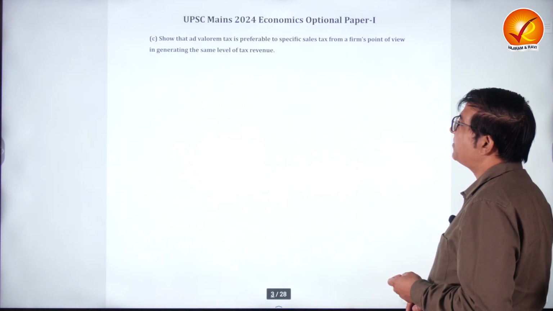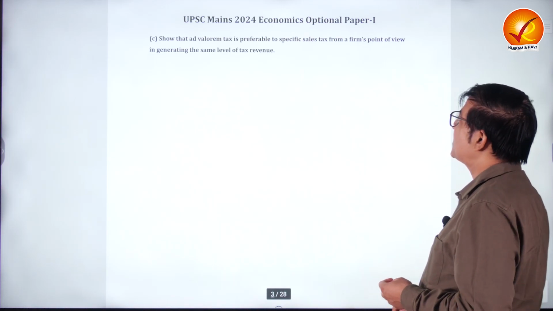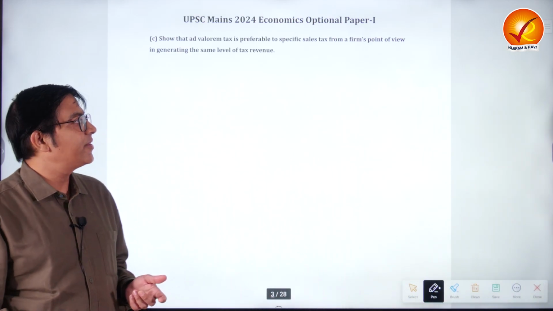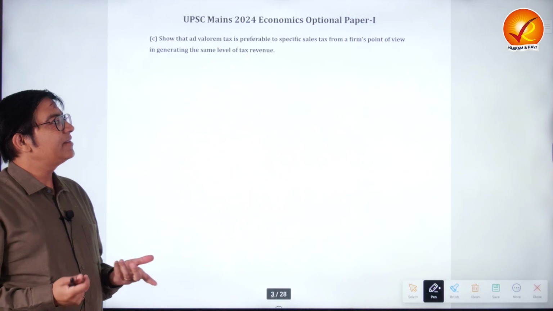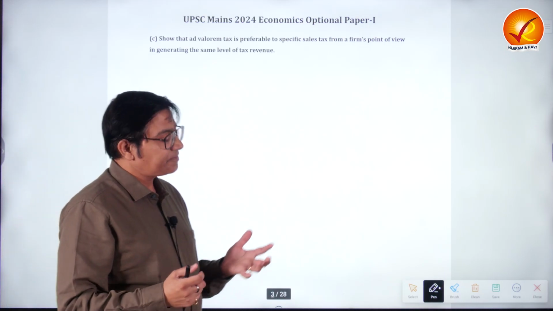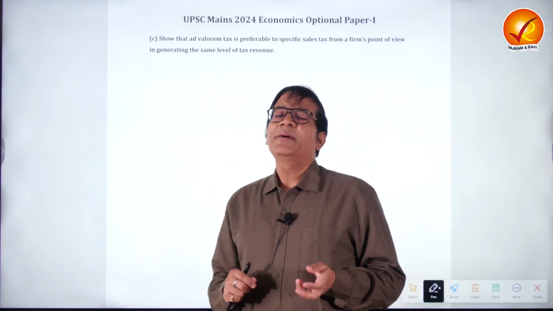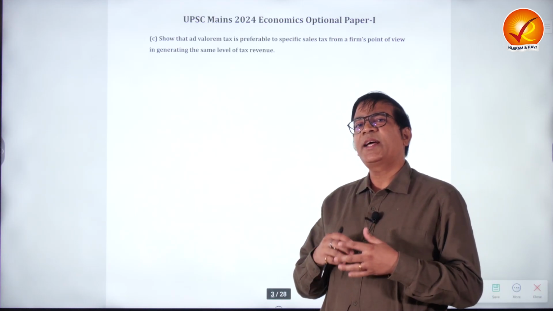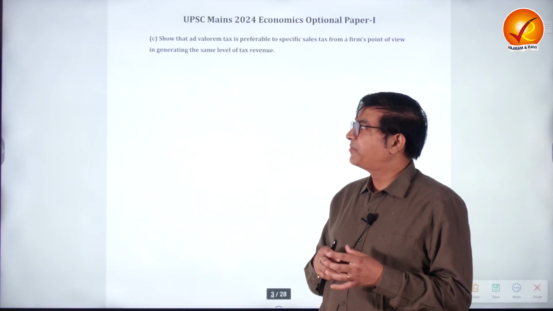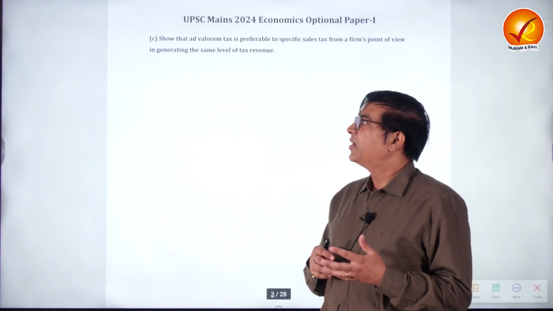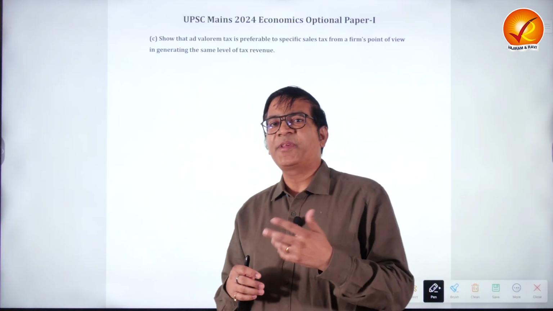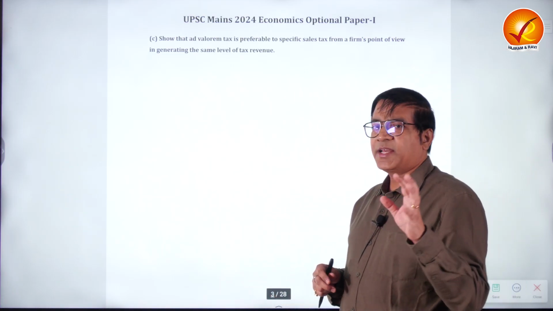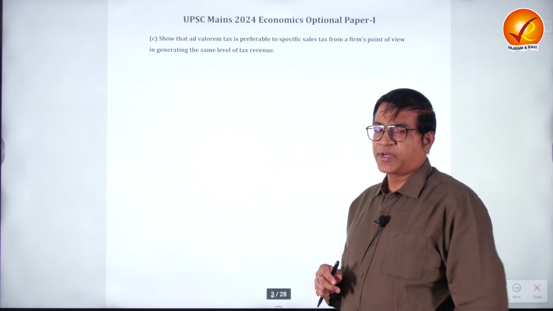Show that ad valorem tax is preferable to specific sales tax from a firm's point of view in generating the same amount of revenue. Okay, this is a question from public finance and a very unique one because normally we have seen questions where they ask how the tax burden or incidence changes with the nature of elasticity or with the nature of, say, specific sales tax or the ad valorem tax. Okay, what I'll tell you is a brief graphical way in which you can interpret.